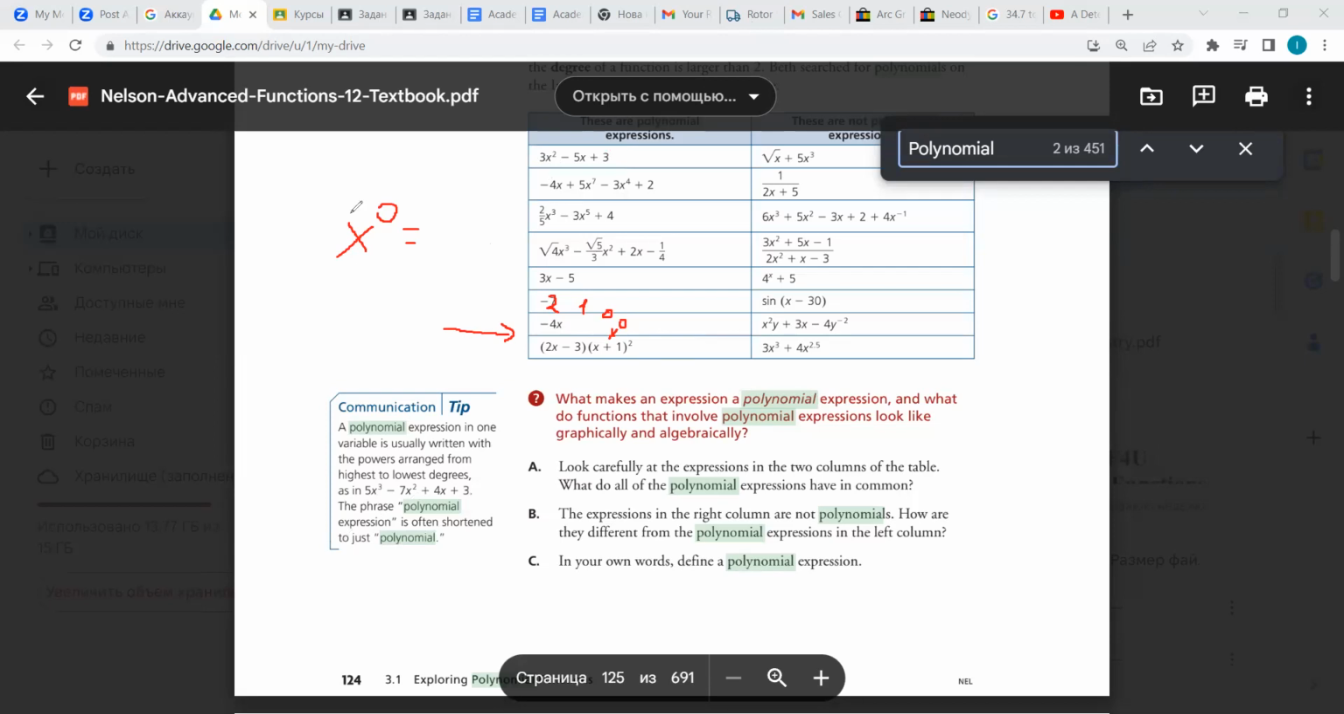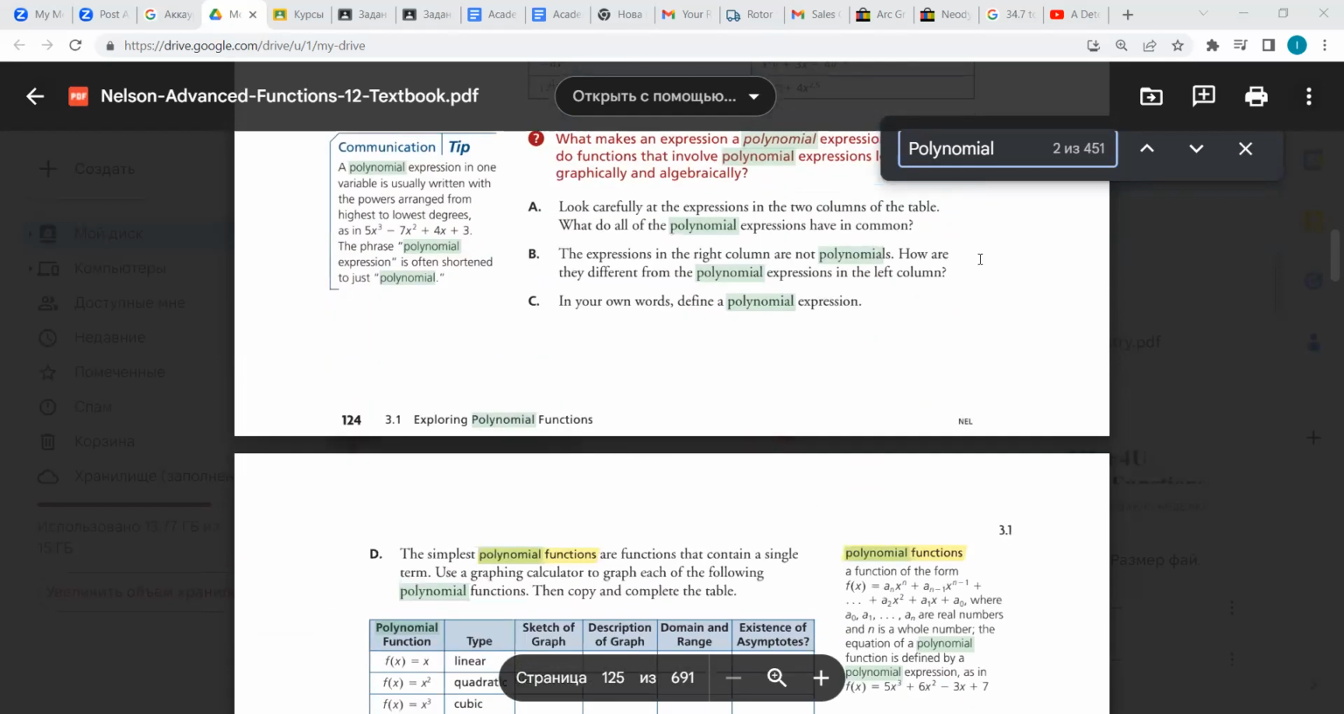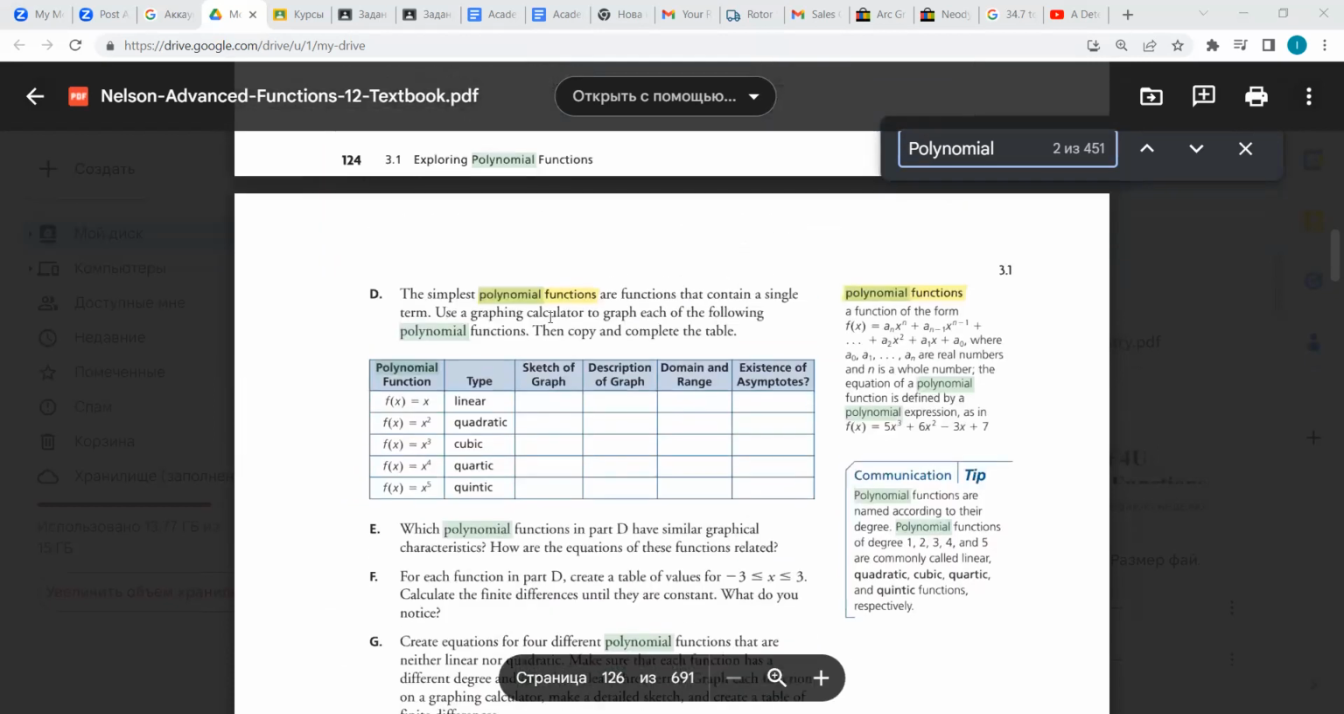Do you have any questions about how we distinguish polynomial expressions and polynomial functions? Yes, sir? No, perfect. So I suggest we move on.